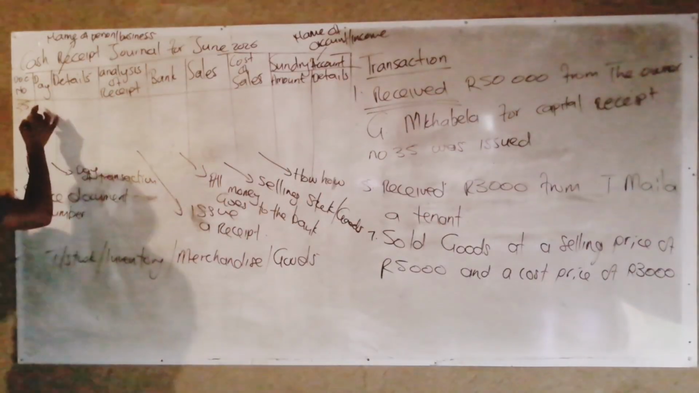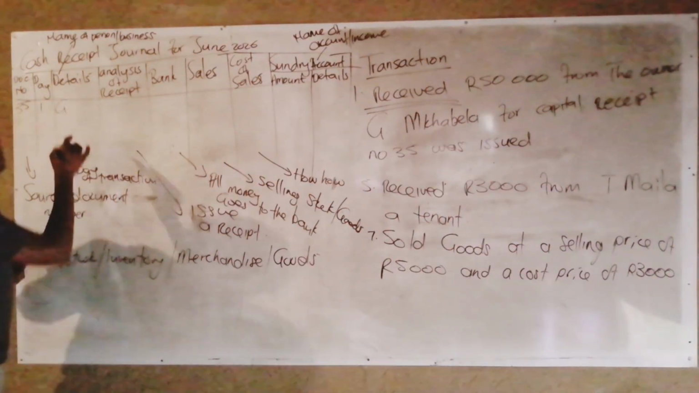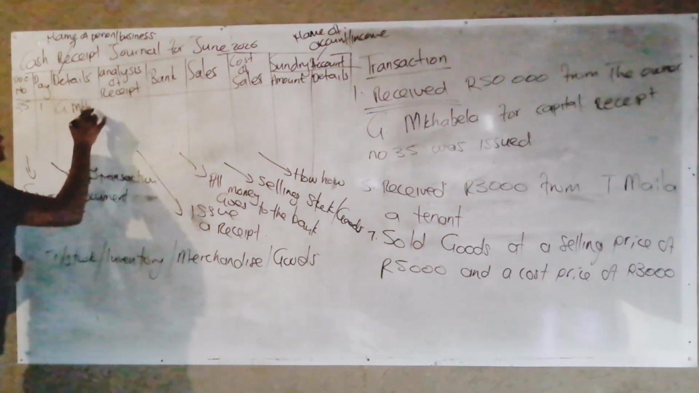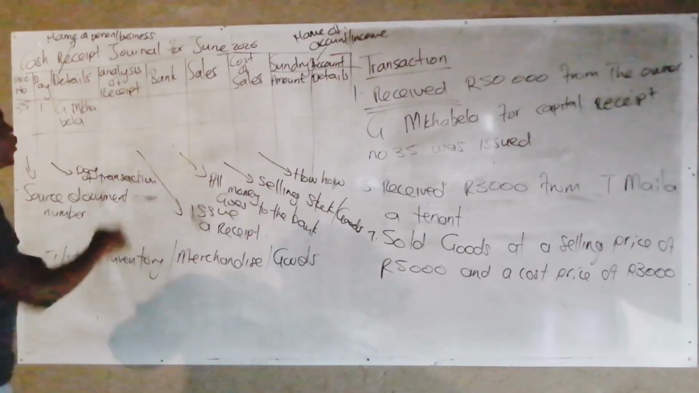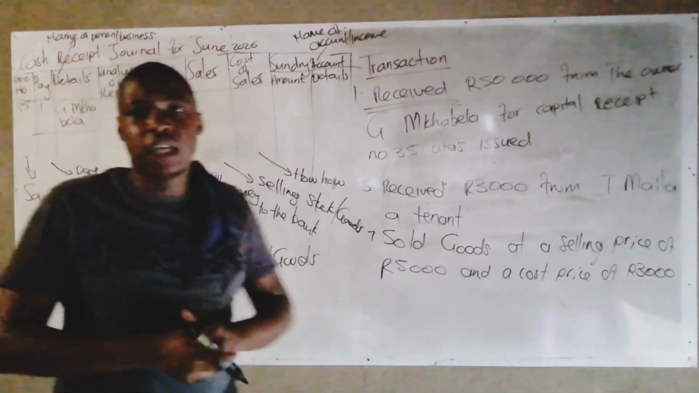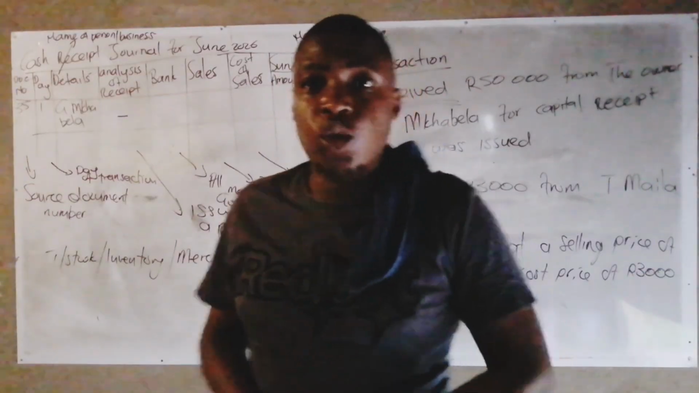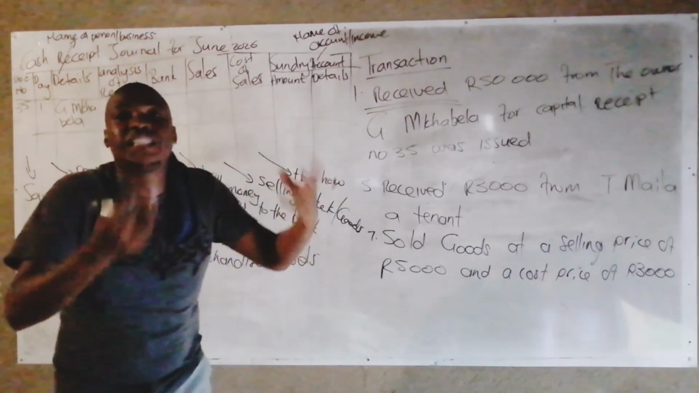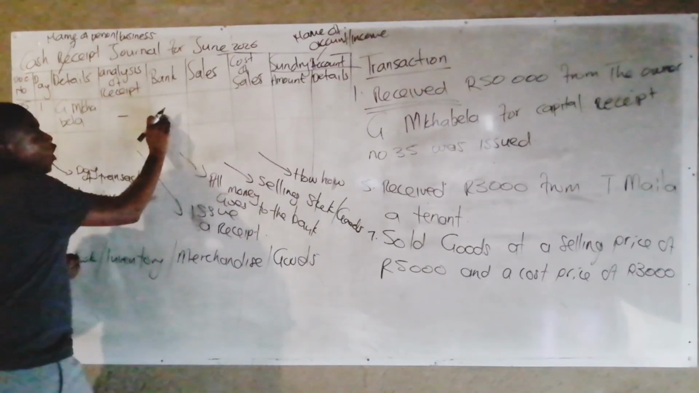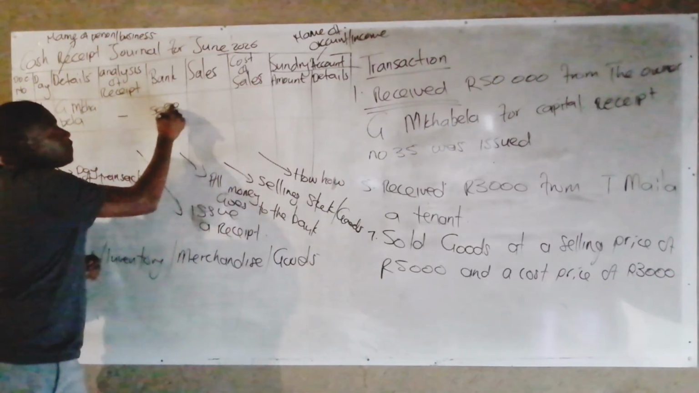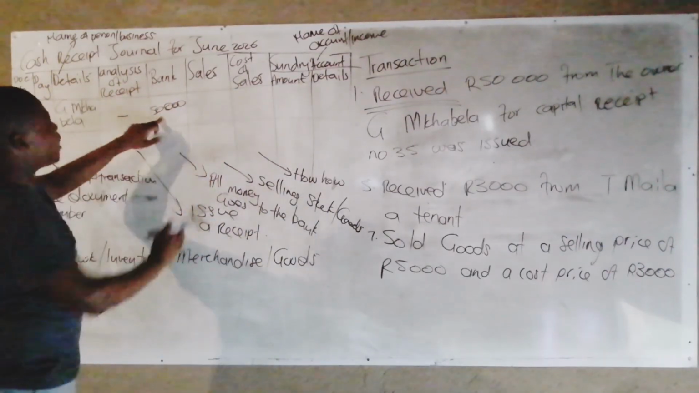Then day 1. Details, we received it from G. Mukabela. Analysis of receipt: we will not issue a receipt to the owner, guys. We cannot issue a receipt to an owner. The owner contributed capital. Receipts will be only given to customers whom we received money from. So we will not issue a receipt to the owner, but all that amount will go to the bank, the 50,000. It won't be recorded to sales because this is not a sales amount, guys.